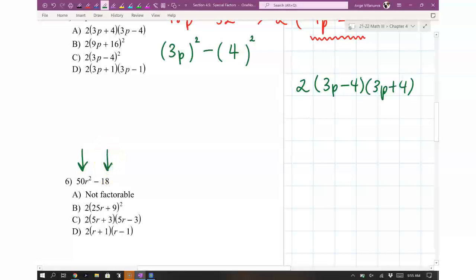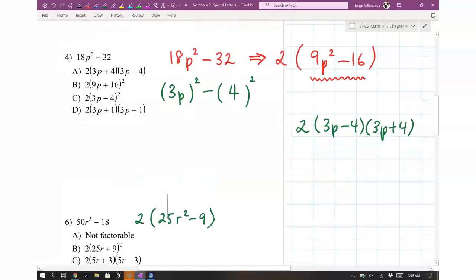So what I'm going to have to do is ask myself, what can I take out from 50 and 18? Well, I'll tell you, you can take a 2 out. If you take out a 2, this becomes 25r squared minus 9. Now, is there something that I can square that gives me 25r squared? Yeah, 5r. Can I square something to give me a 9? Yeah, 3. So I'll leave that there for you guys. For number 6, factor first, your greatest common factor, and then do this little trick of something squared minus something squared, okay? So this is called doing the difference of 2 squares, okay?